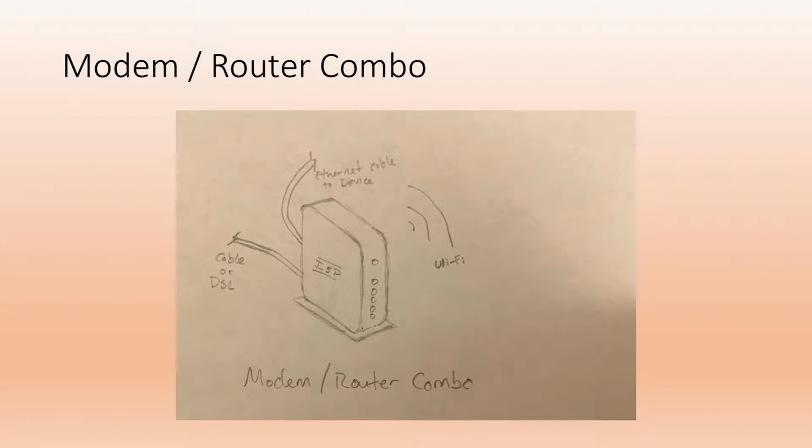What you need to do is unplug any wired devices that are going into the modem router device. So when I say unplug, you want to unplug all the Ethernet cables. Then you want to disconnect any wireless devices and then unplug the power from your modem router combo. You want to wait 60 seconds and then plug the power back in.